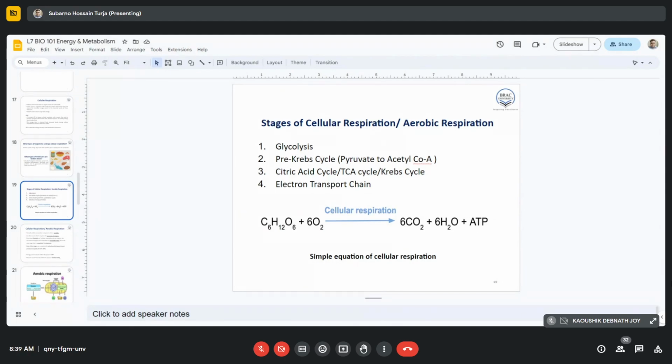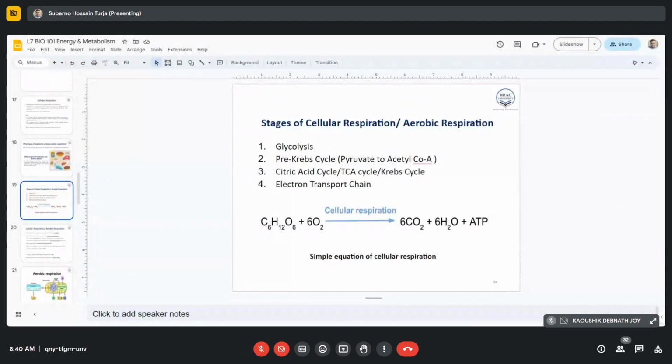So, when we look at the stages of respiration, you can see here there are four parts shown: glycolysis, the pre-Krebs cycle, the Krebs cycle itself, or citric acid cycle, and the electron transport chain, or ETC. Of these parts, you can consider there to be three major portions: the glycolysis, point 1, Krebs cycle, point 3, and electron transport chain, point 4.